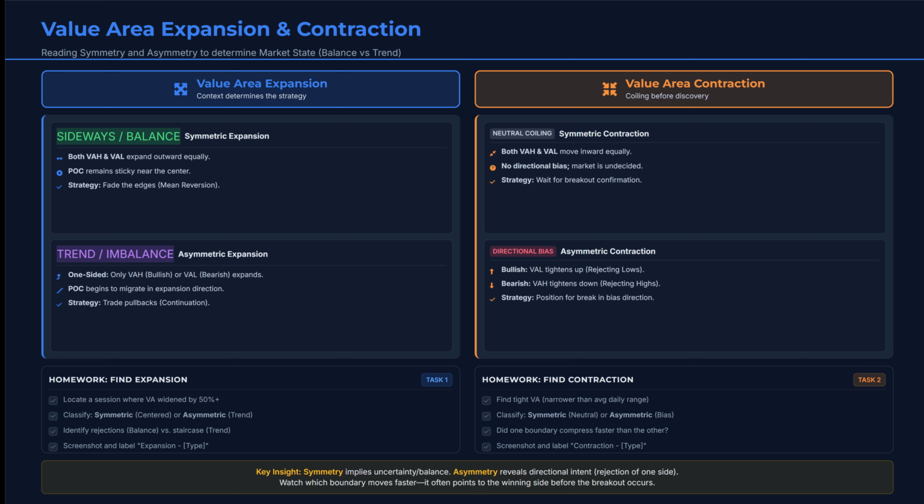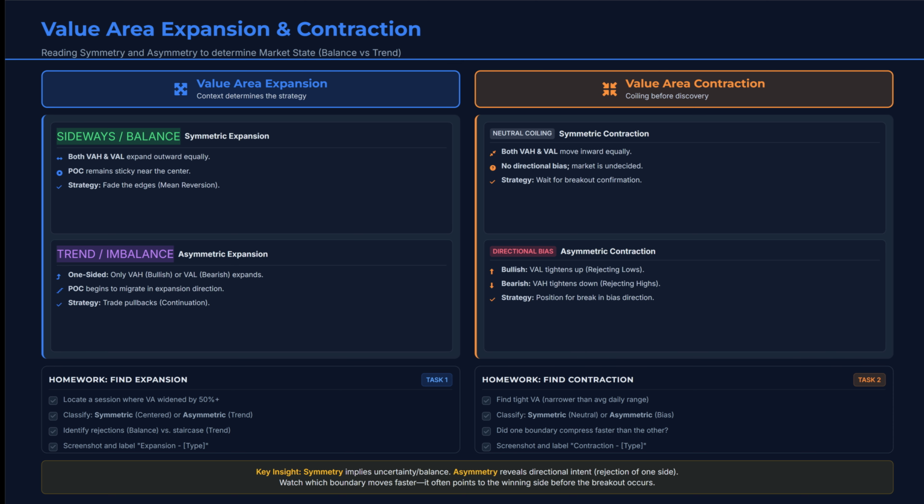Value area expansion and contraction are two sides of the same coin. Both tell you about participant behavior and market state. But the pattern of expansion or contraction, symmetric versus asymmetric, gives you the additional layer of information about directional bias. The key is recognizing which pattern is developing in real time, so you can adjust your tactics accordingly.